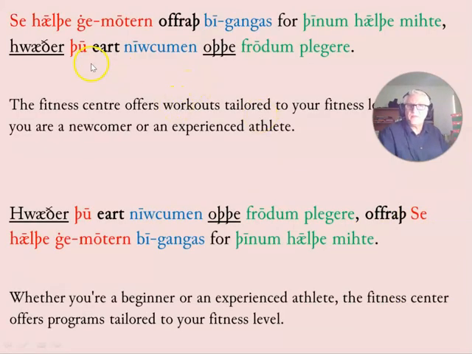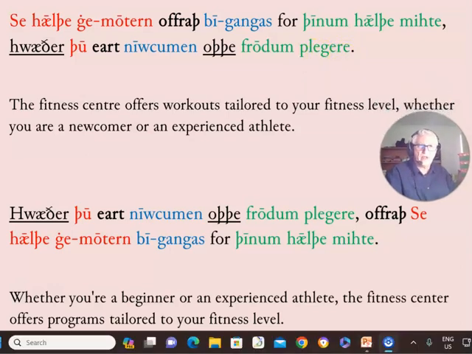All right. Se halthe je moter offerath bigangas forthinam halthe michte, however thu eret nieuwe komen of the forrodum plegere. That's plegere, unless it has a dot above the G, which it doesn't in this case here. The fitness centre offers workouts tailored to your fitness level, whether you are a newcomer or an experienced athlete.